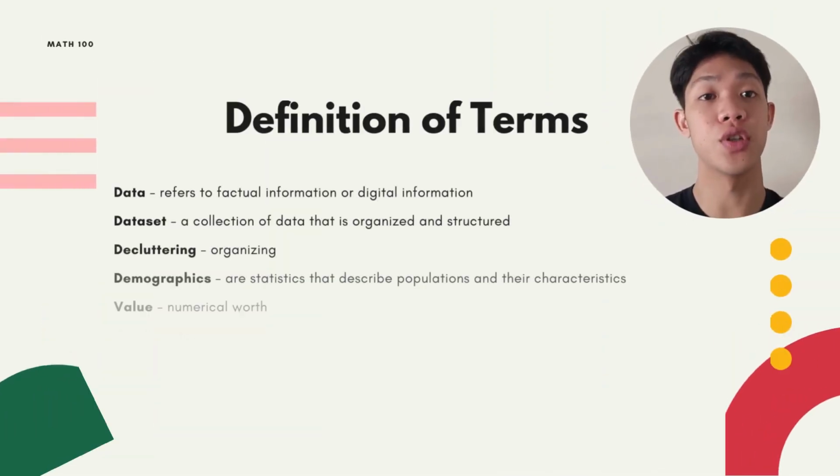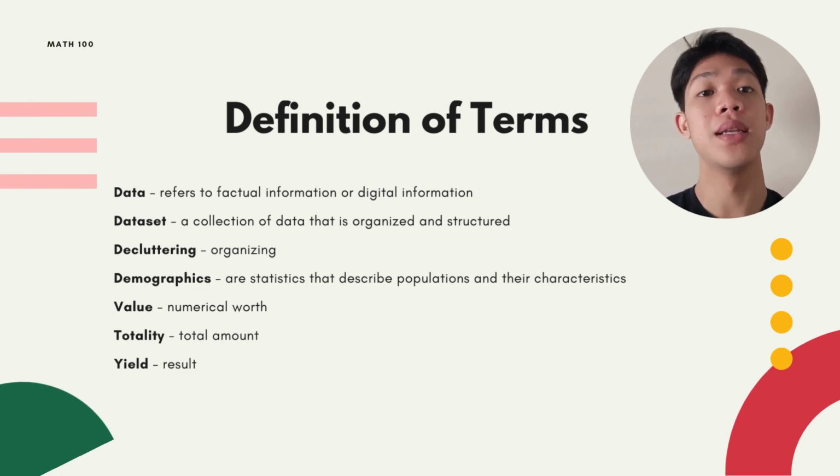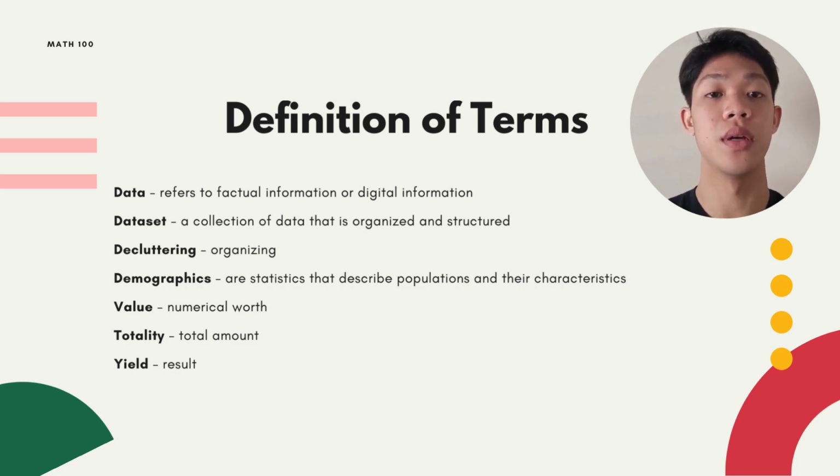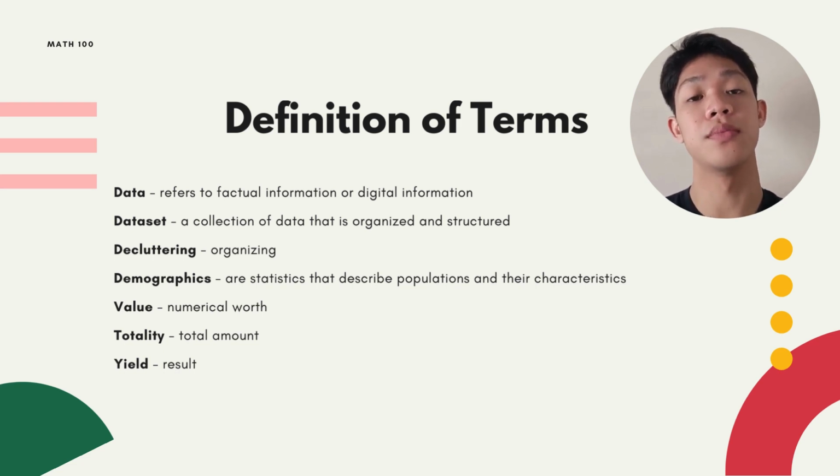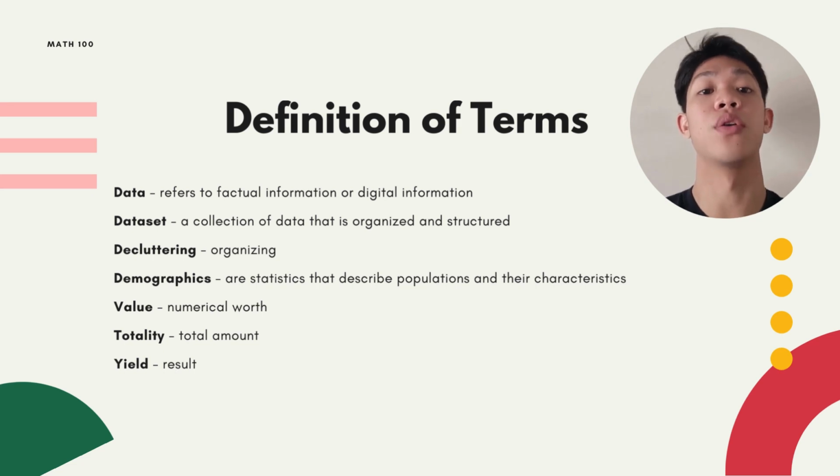Now for the definition of terms. Data. Data refers to factual information or digital information. Dataset. A dataset is a collection of data that is organized and structured. Decluttering. Decluttering is synonymous with organizing. Demographics. Demographics are statistics that describe populations and their characteristics. Totality. Totality refers to the total amount. Value. Value refers to the numerical worth. Yield. Yield refers to the result.